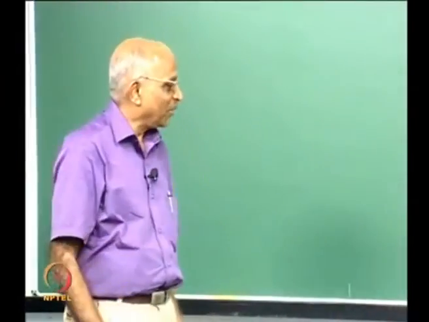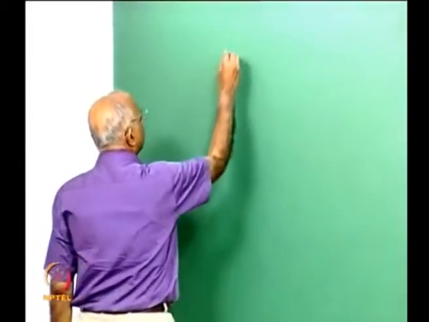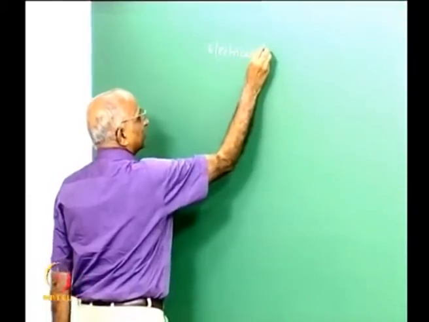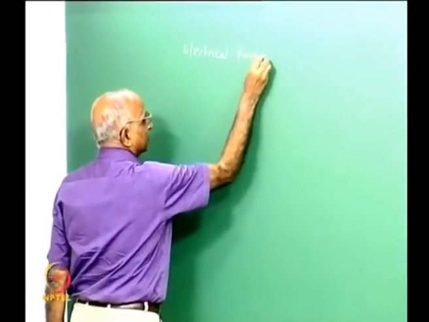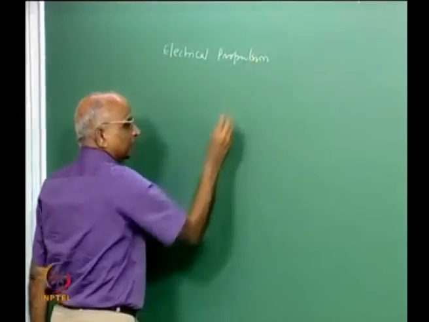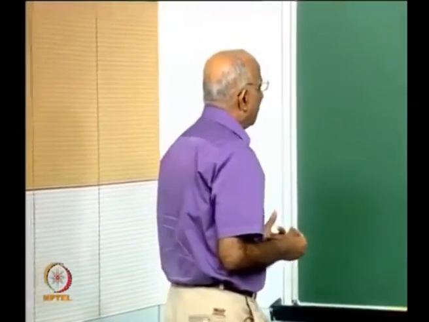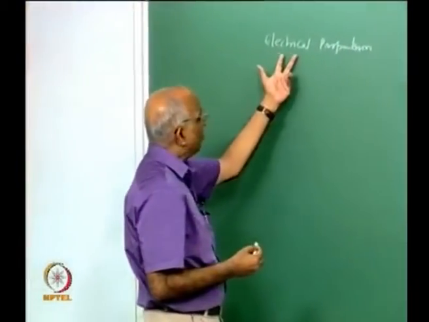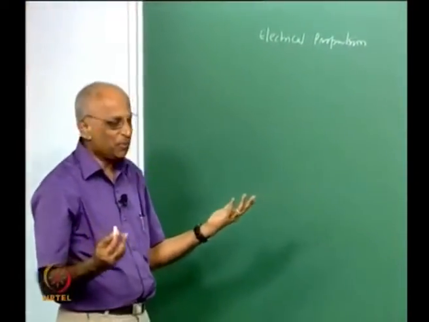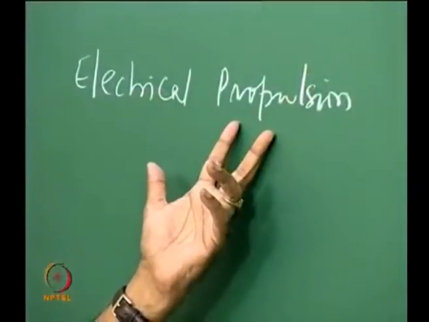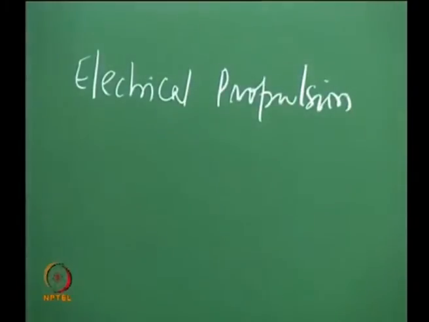I think we will start this class on electrical propulsion. When we say propulsion and we consider different forms of propulsion, essentially chemical, inert gases and so on, when we use electrical power for pushing, we say electrical propulsion, because propulsion comes from the Greek word propelleri, meaning pushing forward, and we use electrical energy for pushing.